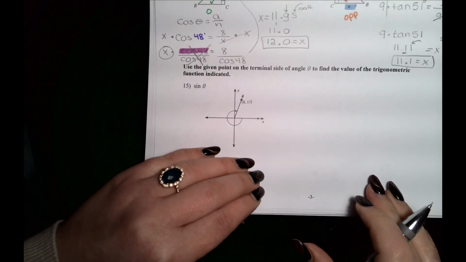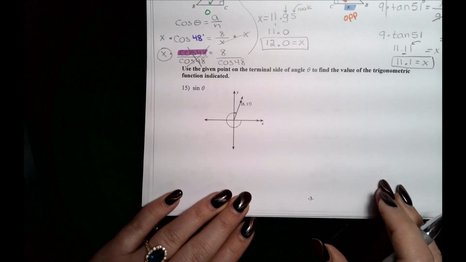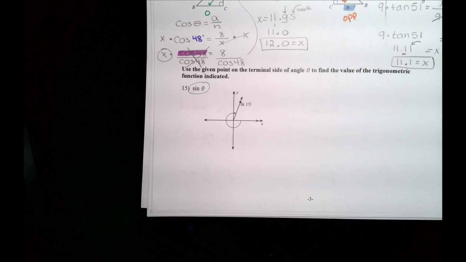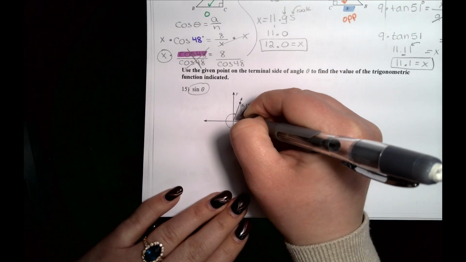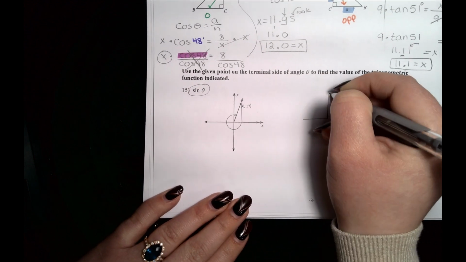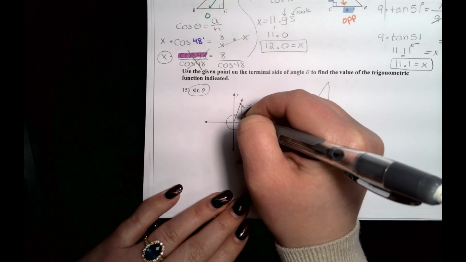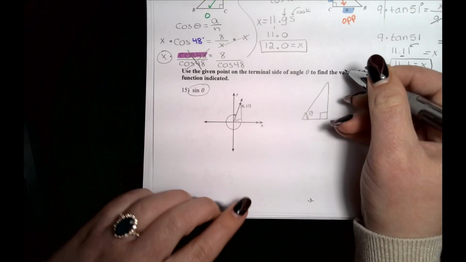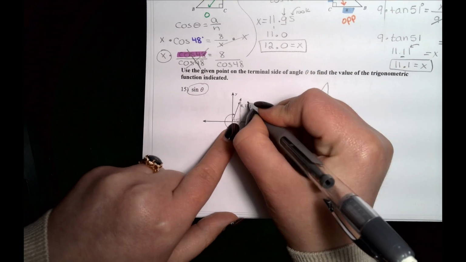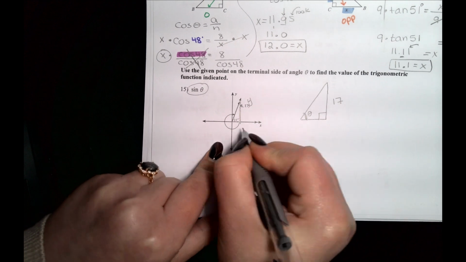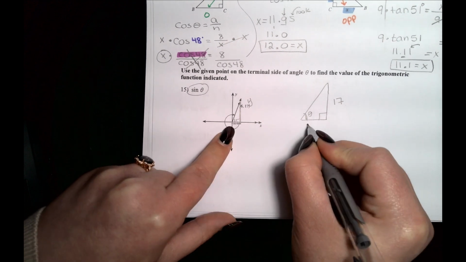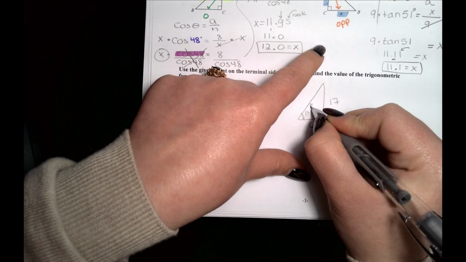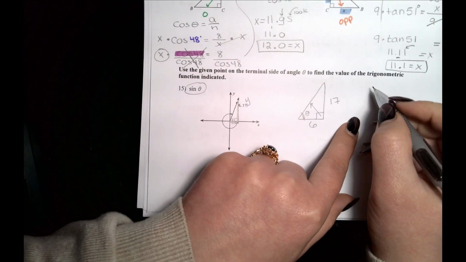Next one, use the given point on the terminal value to find sine. Now on the test I am asking you to find sine, cosine, and tangent. What you're going to do is you're going to drag this down. You're going to create a right triangle. Immediately show me where you have the right angle and where your eyeball, your theta, is. Your distance up is your y value. Your distance over is your x value. You're going to use a calculator to solve for your hypotenuse. For a question like this, you're always going to solve for a hypotenuse.